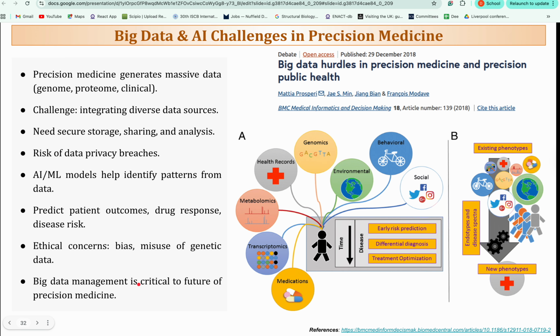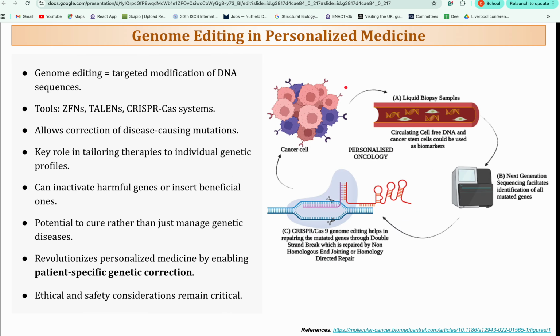So this is very important, because if we have all such data, then we also require the proper management systems and proper analysis of all those things. At the same time, also protecting the individual data, meaning it should be private, it should not be accessible by everyone. So, if you're interested, you can go through this particular debate which was published in BMC Medical Informatics and Decision Making, which talks about the big data hurdles in precision medicine and precision public health.